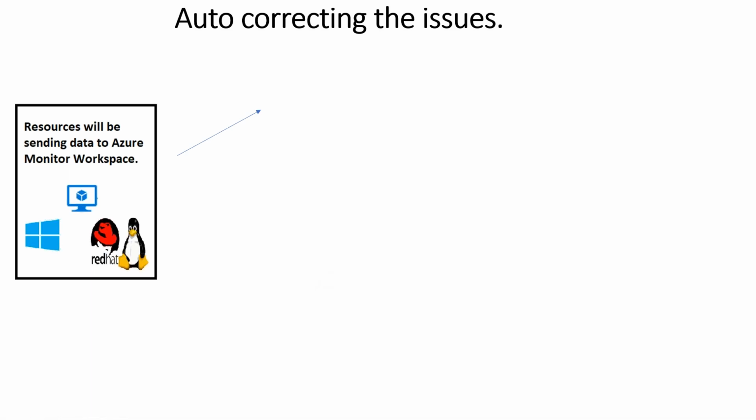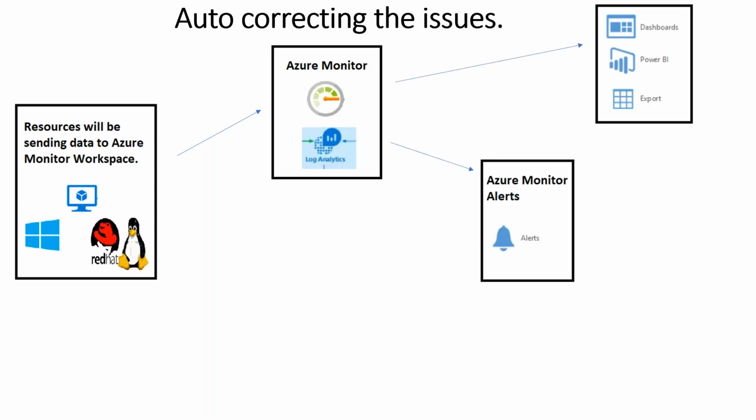So how I build this resiliency in the infrastructure is, the resources, whatever resources I am monitoring, will be sending out the telemetry data into the Log Analytics workspace. With that data, you can project it over the dashboards and export it, or you can have it over Power BI, and you can also generate an alert. So in that last example, we have executed the alerting.